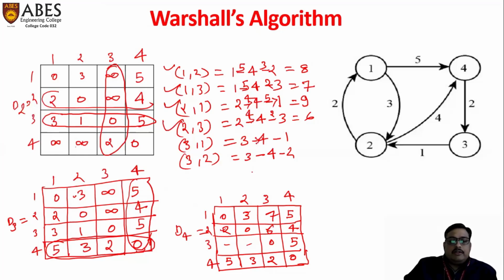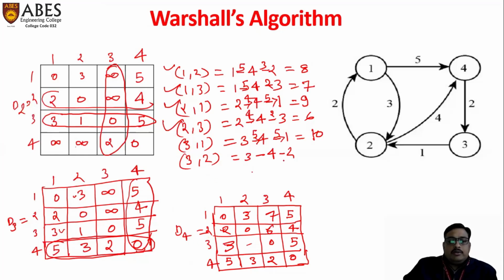So for 3, 1, we need to find out 3 to 4 and then 4 to 1. So 3 to 4 is 5, and 4 to 1 is again 5. So 5 plus 5, that is 10. So what is the value of 3 to 1? 3 to 1 already has 3. So definitely we'll take this minimum one. So we'll write 3.